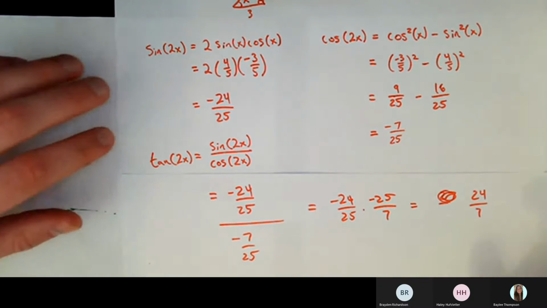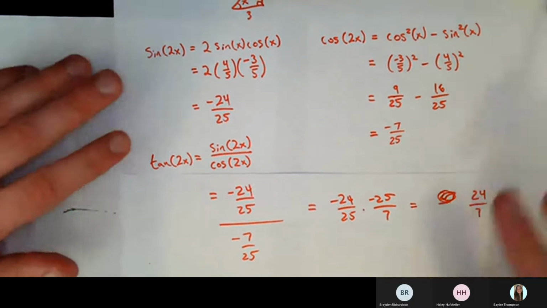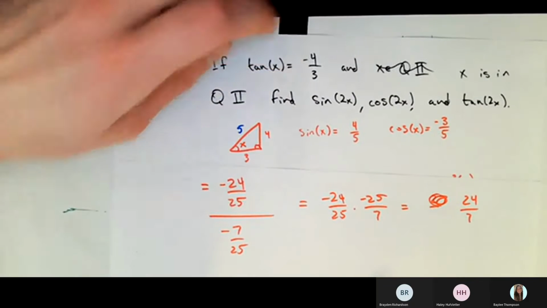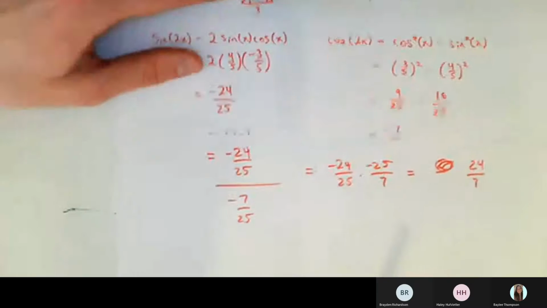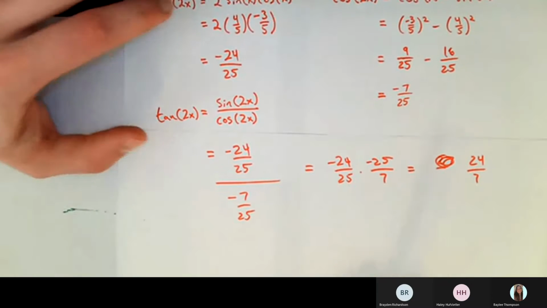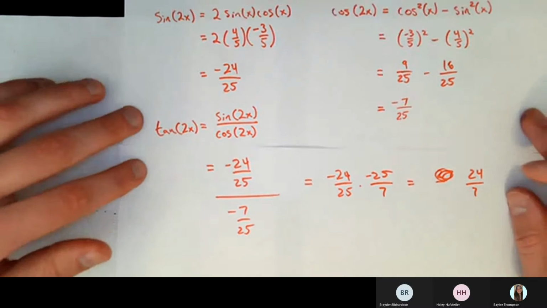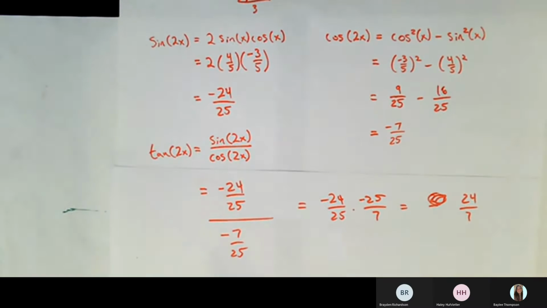And of course, you could still use the tangent of 2x double angle formula I gave at the top of the lecture and just plug in tangent of x equals negative 4/3. You could do that as well, but I think this tends to be a little bit easier. If you're asked to find sine of 2x and cosine of 2x, then you can use them in that final step to find tangent of 2x. All right.